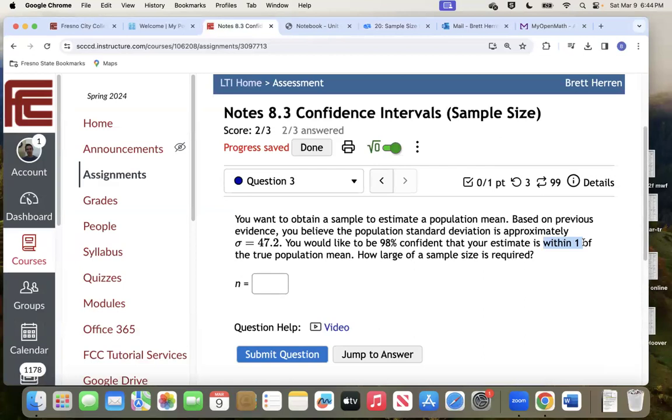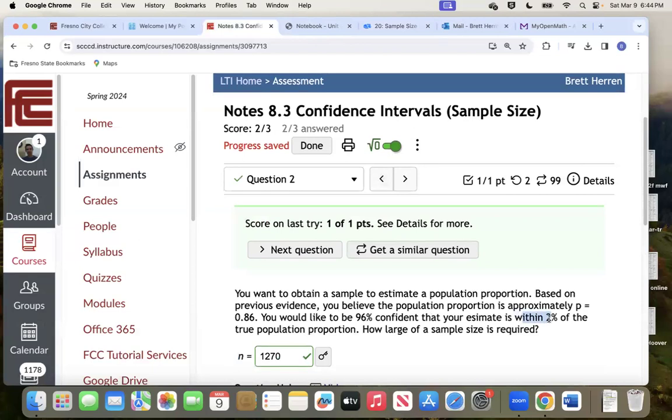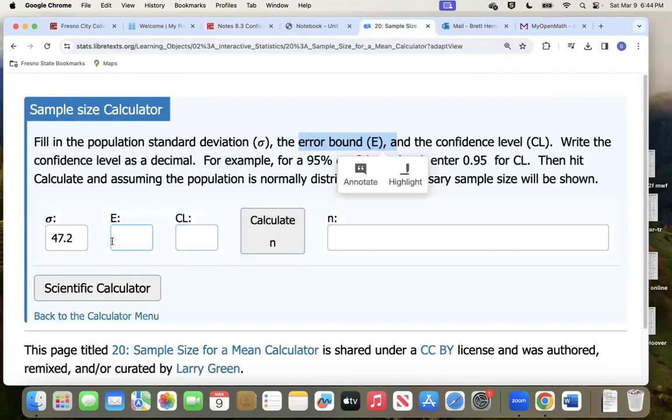It's not like some of the other questions. Let me show you one of the other ones. This is one of the other questions that says within 2%. So then that would become a decimal, 0.02, because that's a percentage. No, no, ours is not a percentage. It's just a straight number within one. It's not 1%. Okay, so what? Well, that means I'm just going to put it in as one. I'm not going to change it to a decimal.